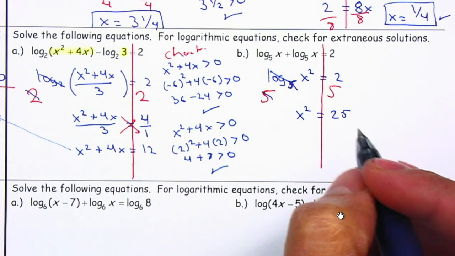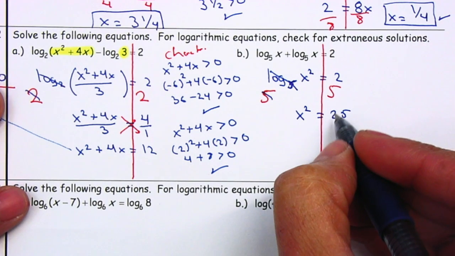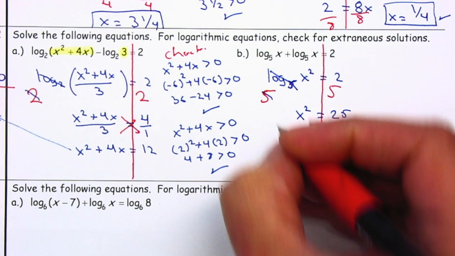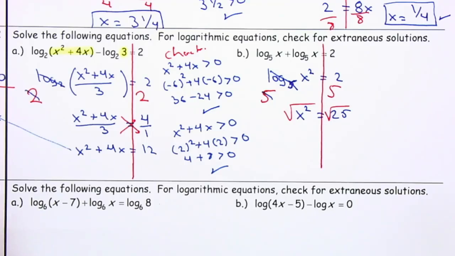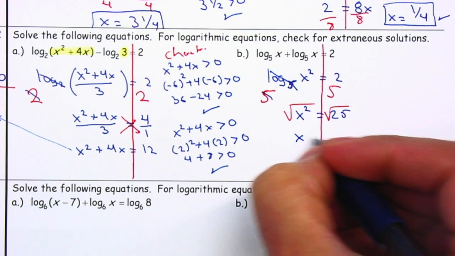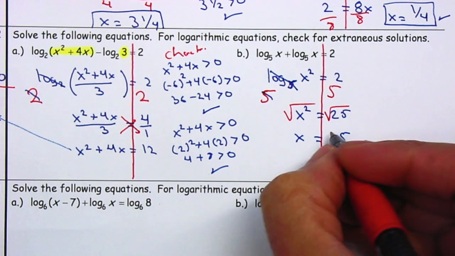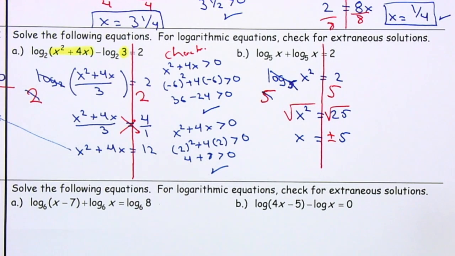2 ways of solving this. You can go and move the 25 to the left and factor it, or we can just take the square root. Take the square root on both sides. That will give me x is equal to 5. And don't forget, because you're taking the square root on both sides, it will be plus or minus 5.